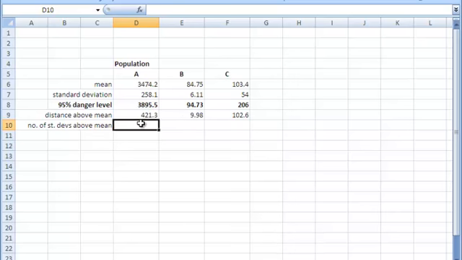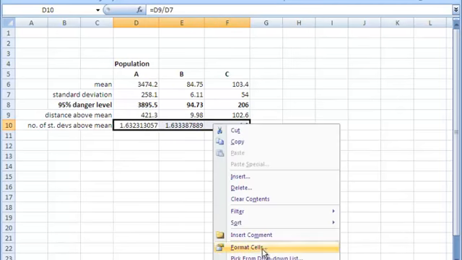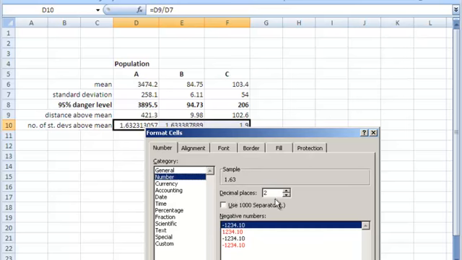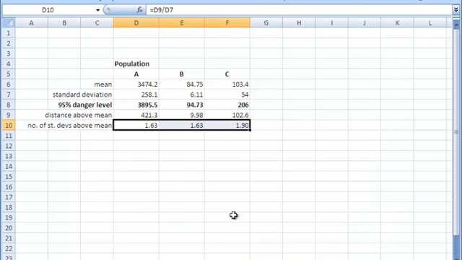So what we do now is we just take the distance above the mean, divide it by the standard deviation. That's what we get. So you get 1.63. Copy it along there. Wait for it. And let's just tidy this up a bit. Let's put it all to 2 decimal places. Make it look a bit neater.